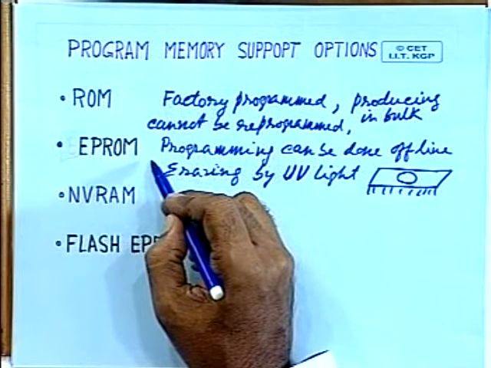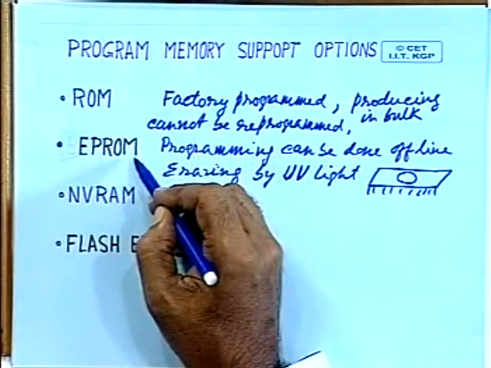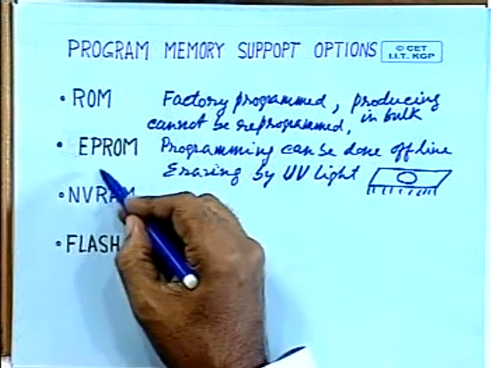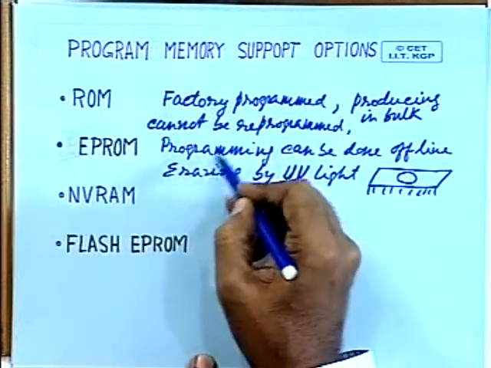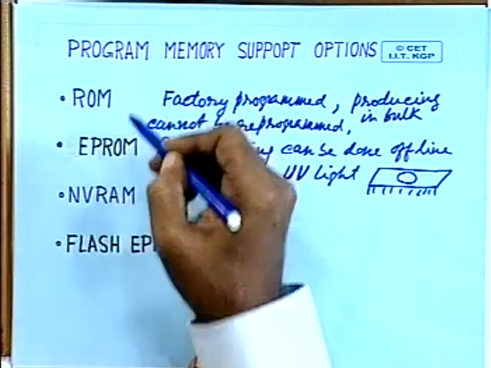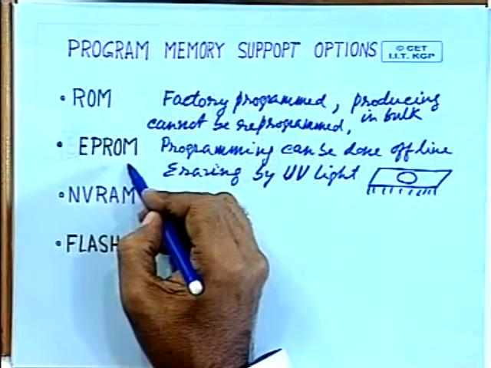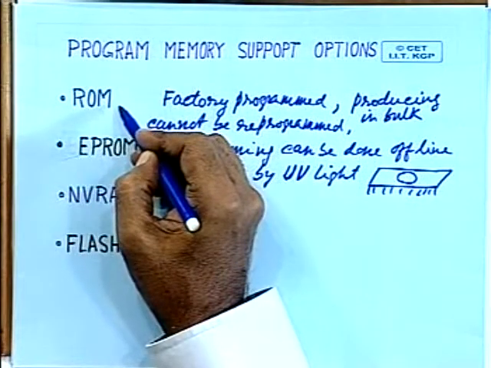Some microcontrollers are available with this EPROM option, and this is good when you are developing a system. When you are developing a system, you can use the EPROM version. Then as the design and development is over, you can switch to a ROM based system by using the same microcontroller. That means the same microcontroller is available with EPROM as the program memory or ROM as the program memory.